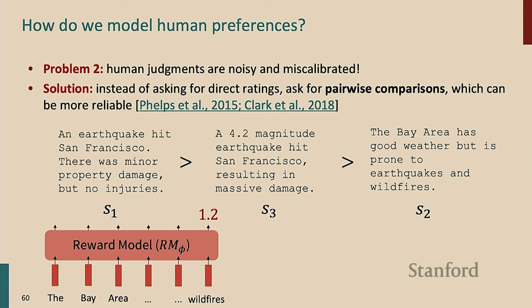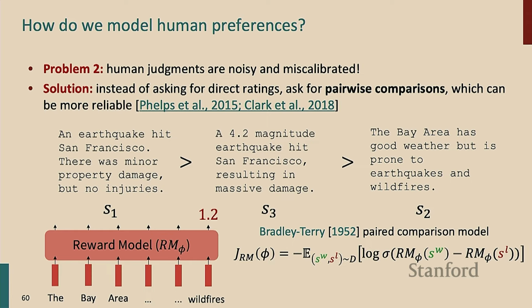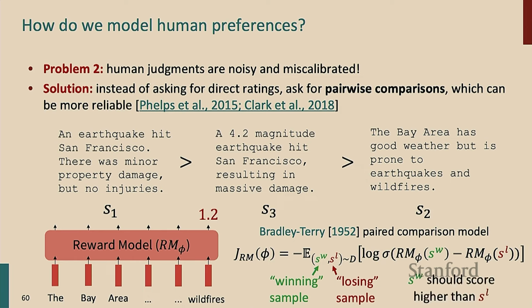And the way that we're going to train this model, and again, you don't really need to know too much of the details here, but this is a classic statistical comparison model, is via the following loss, where the reward model essentially should just predict a higher score if a sample is judged to be better than another sample. So in expectation, if we sample winning samples and losing samples from our data set, then if you look at this term here, the score of the winning sample should be higher than the score of the losing sample.